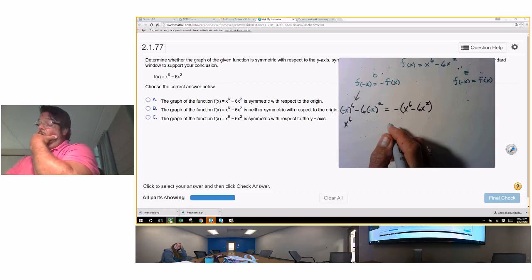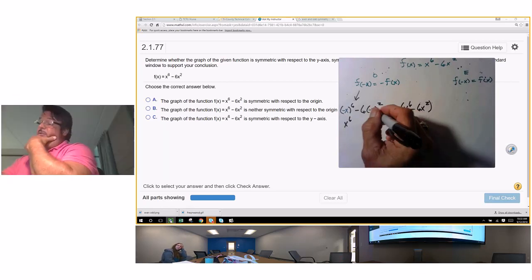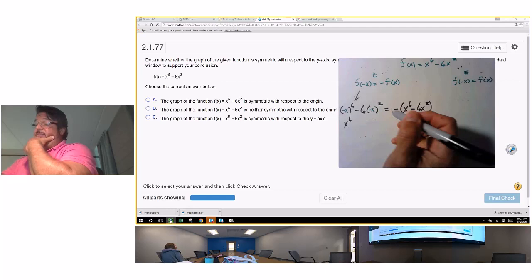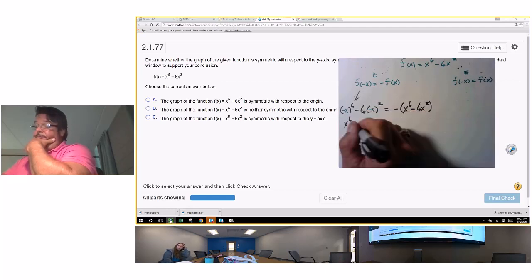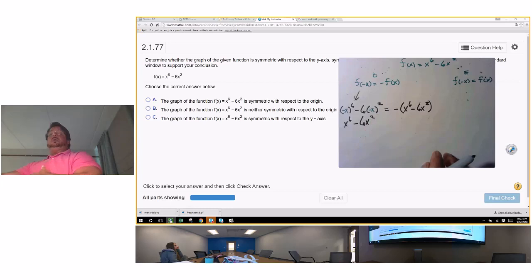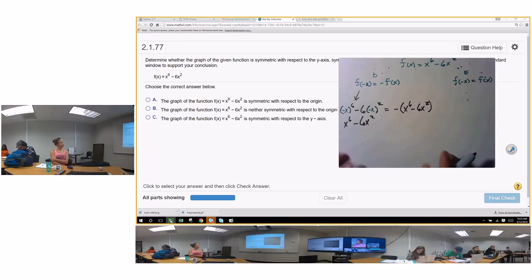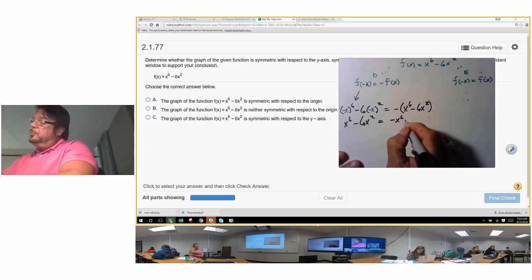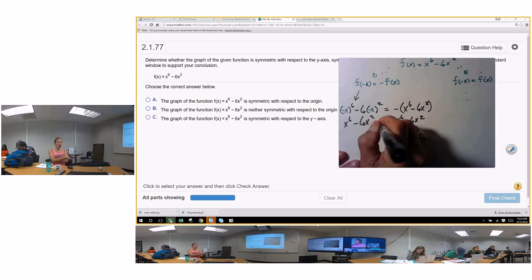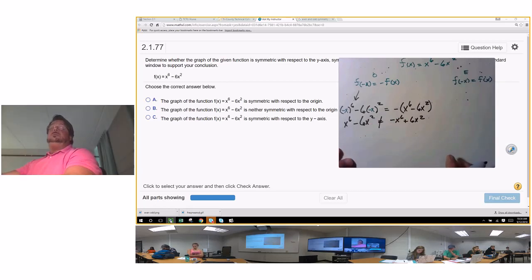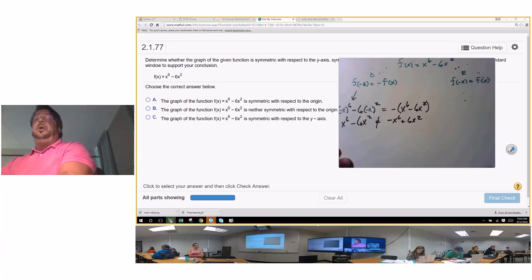And what is negative x squared? X squared. And what's x squared times negative? Equals negative x to the 6th plus what? That's not equal. So you quit, right? Nope. You go over here. Now the good part is you don't have to do any work. Why? You already know what f of negative x is, don't you? F of negative x is what?